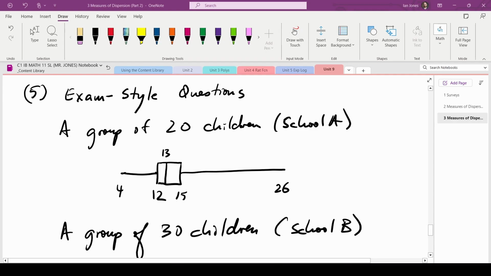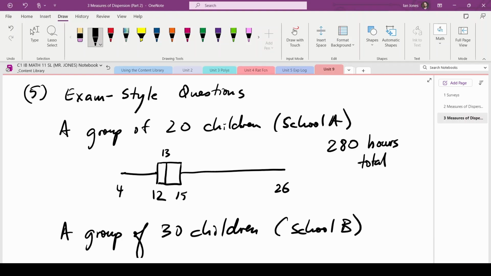Well, I hope you didn't scratch your head too long because I realize I forgot to give some additional information, which is that these children spent 280 hours total, and that was given to us in the last video. So now what do we do? Well, we can see what is the total number of hours that all 50 children played.